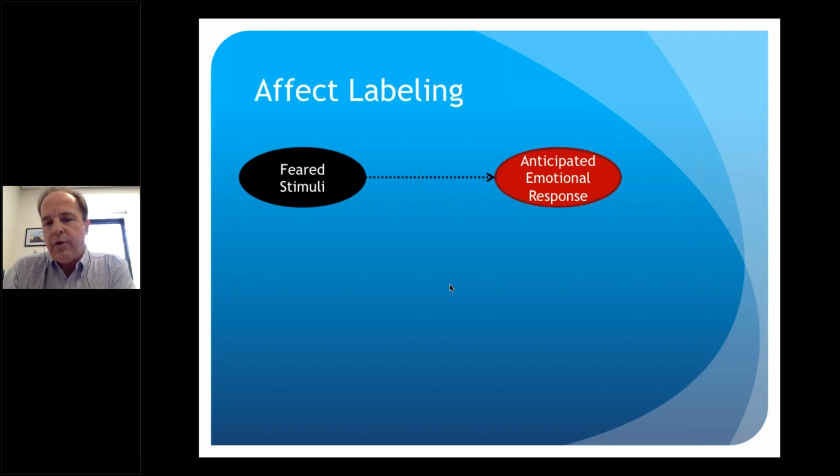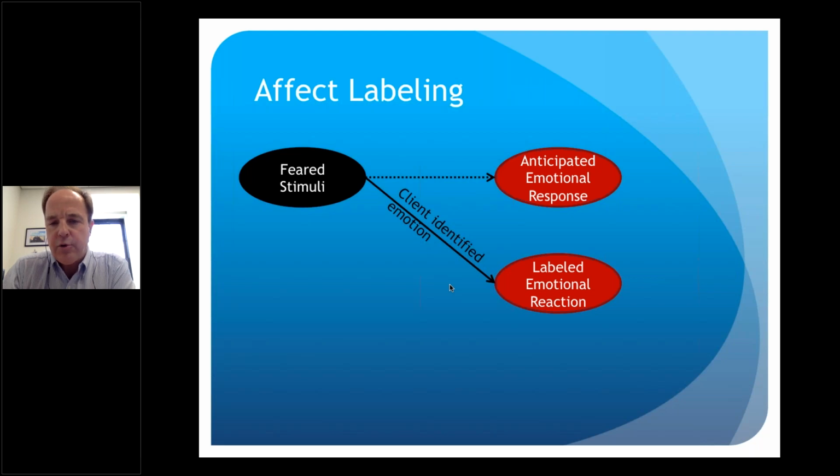So again, the way we described it earlier, you have feared stimuli. When it's presented, there is an anticipated emotional response. The person practices exposure with you. They don't have the anticipated outcome, but they start to have some physiological arousal. You might ask the client to identify and name that emotional state. The supposition is that through naming the emotional reaction, it helps the client to better regulate the emotion that they feel while experiencing this exposure task.